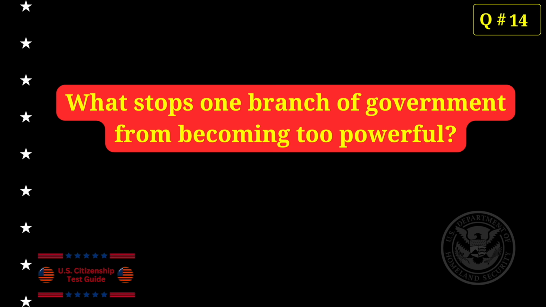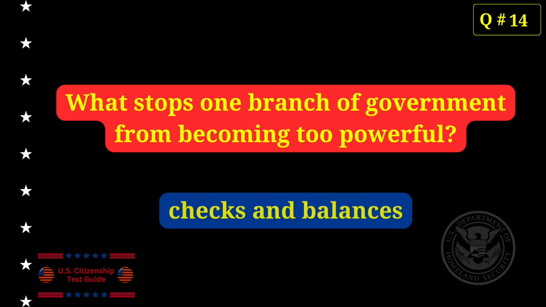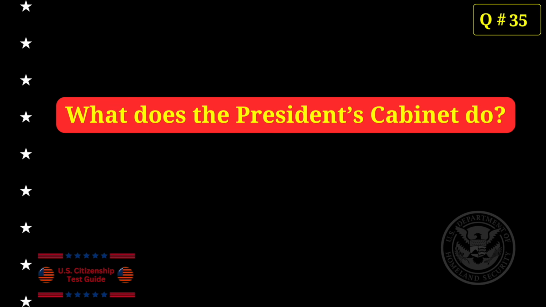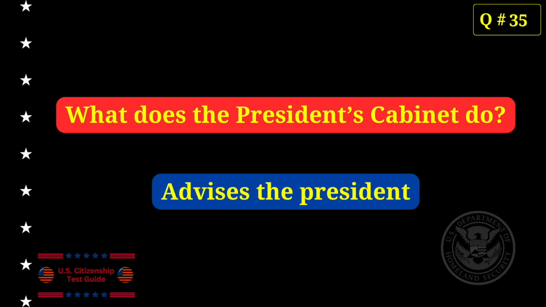What stops one branch of government from becoming too powerful? Checks and balances. What does the President's Cabinet do? Advises the President.